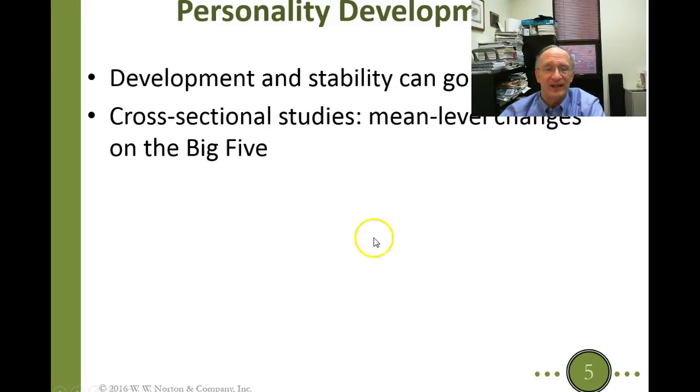A good point here that Funder made is that development and stability, even change and stability, are not mutually exclusive, but rather they're quite capable of being co-occurring phenomena.